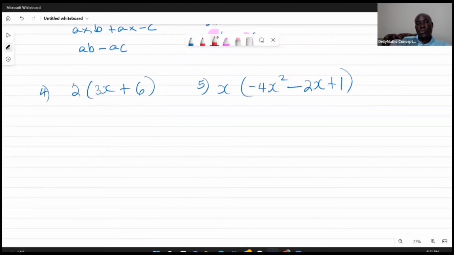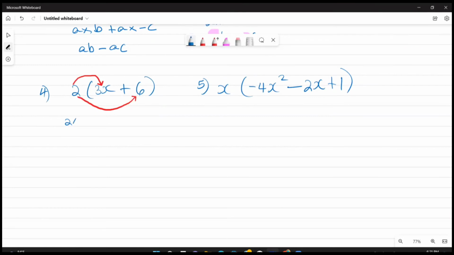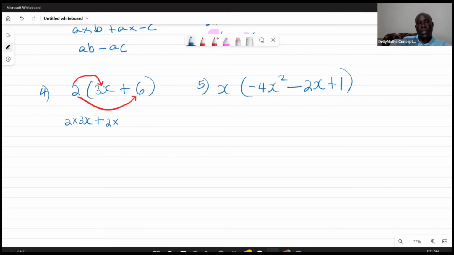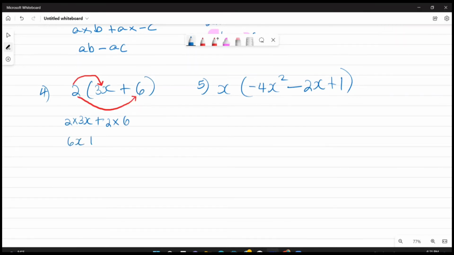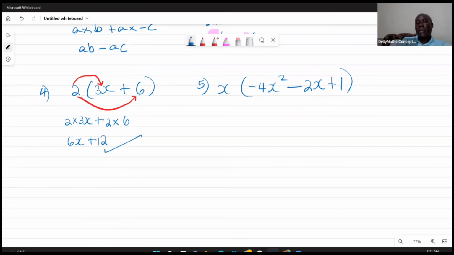This is positive 2 being distributed here to the 3x. The same positive 2 will be distributed to the negative 6. Now, as we go forward, when you distribute, you apply multiplication. So here it is that the 2, which is positive 2, 2 times 3x plus 2 times 6. Final answer, 6x plus 12. So that is you distributing right there.